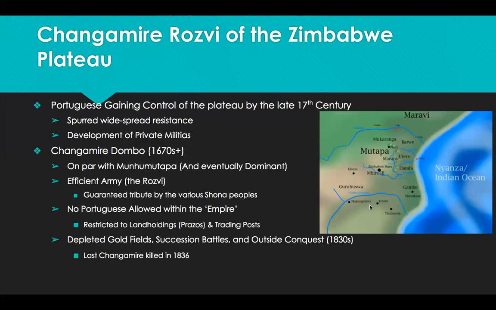And also remember, the Portuguese had been sneaking into what was the Mutapa Empire, or the dying embers thereof, in the late 17th century. But Changamire Dombo expelled the Portuguese from their trading fairs in Mutapa and Manyika here, and made his Rozvi Empire the dominant power of the region. Mutapa, which had been the main one, became a minor state in the lowland northeast of Zimbabwe. So that's how this grew, and the Portuguese were restricted to land holdings and trading posts in those places.